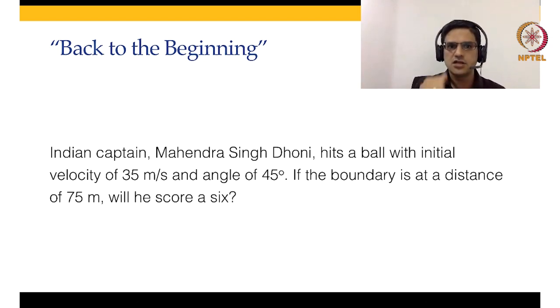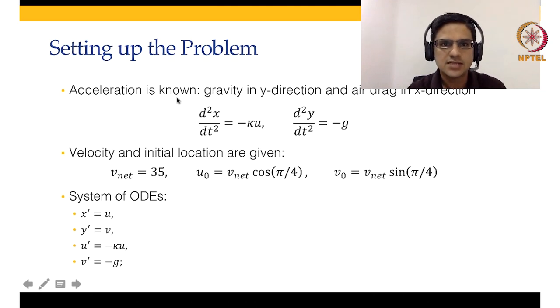In the vertical direction we have gravity acting, and in the horizontal direction we have air drag acting. The acceleration due to gravity in the y direction is given by d square y by dt squared equal to minus g, and air drag in the x direction will result in d square x by dt square equal to minus kappa multiplied by velocity u, where u is the x component of velocity and v is the y component of velocity. The initial velocity, initial location and initial angle are given. Because the angle is 45 degrees or pi by 4 radians, the horizontal component of velocity is 35 multiplied by cos pi by 4, and the vertical component is 35 multiplied by sin pi by 4.